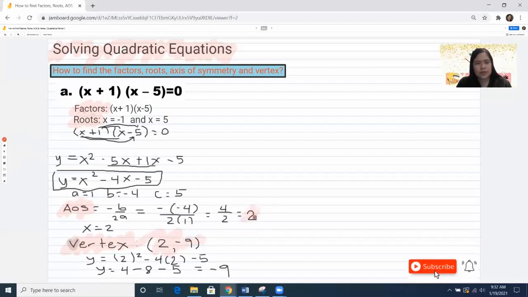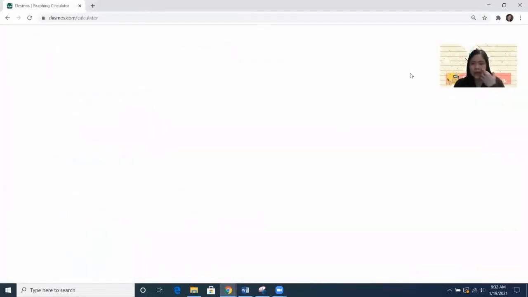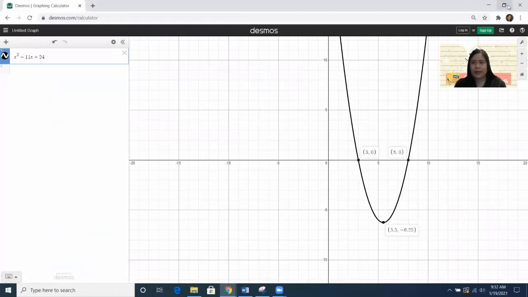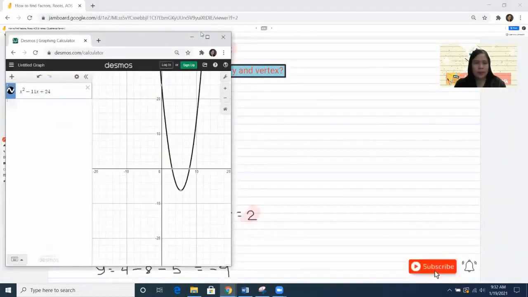Okay, so the axis of symmetry is 2. The roots are negative 1 and positive 5. The factors are x plus 1 and then x minus 5. So that's it. And now I am going to teach you the shortcut one using a Desmos graphing calculator. Of course, we need to open the Desmos graphing calculator to help us graph the given. Let us minimize this one.